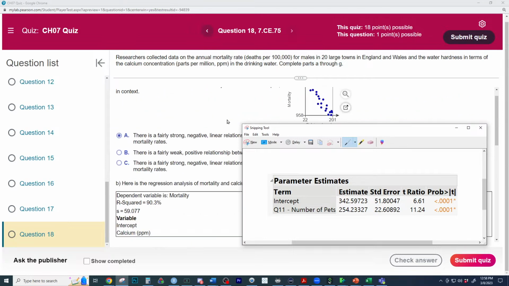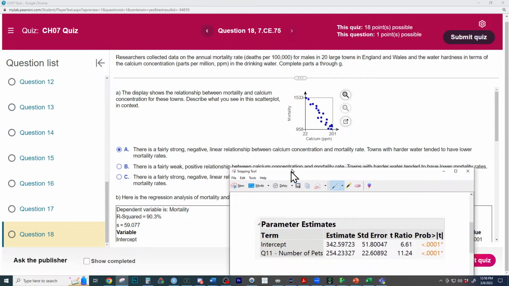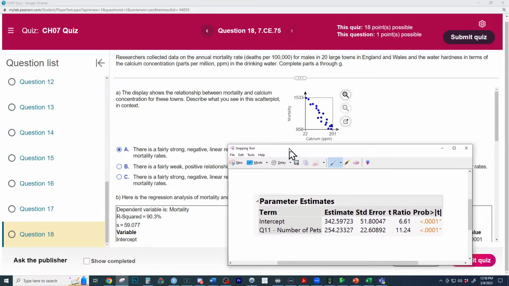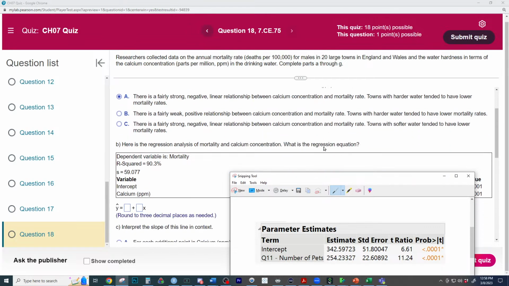What if it's curved? This one doesn't look too curved. I doubt yours is, but if it's curved, then it's not straight enough. But that one looks pretty linear. The line goes through pretty well. It's not perfect, but pretty well.